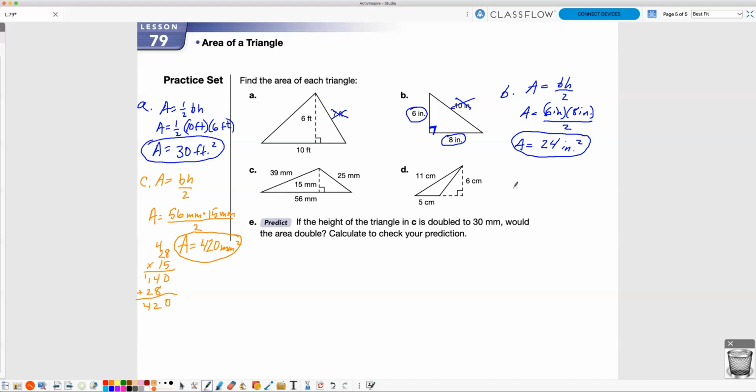And letter D, let's do area equals 1/2 of the base times the height. So go ahead and answer that using those values.